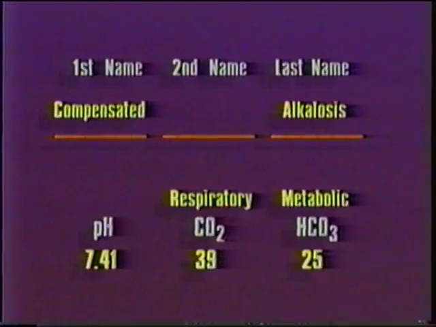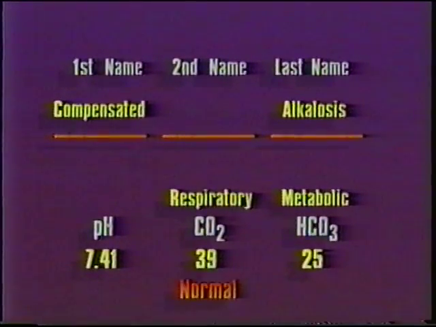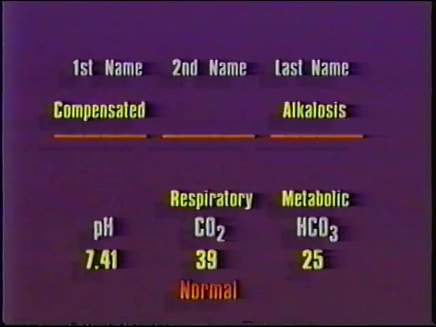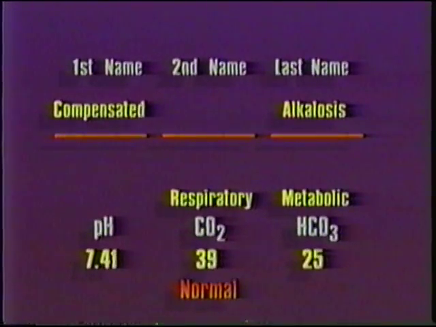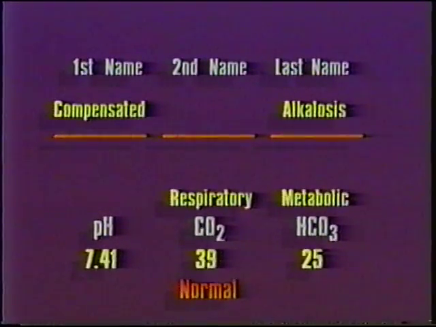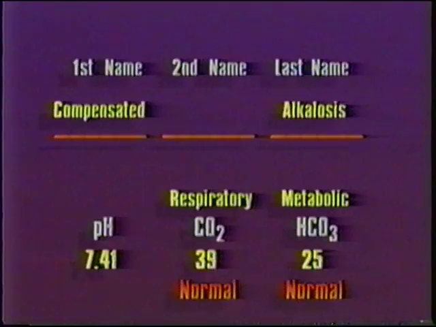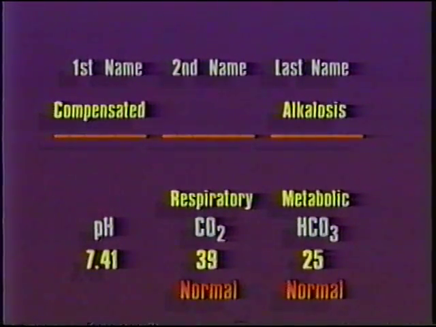Now look at the CO2, which is 39. Is this acidotic, alkalotic, or normal? It's normal, so write normal beneath the CO2 value of 39. Next, look at the HCO3, which is 25. Is this acidotic, alkalotic, or normal? Right, this is normal, so write normal beneath the HCO3 value of 25.